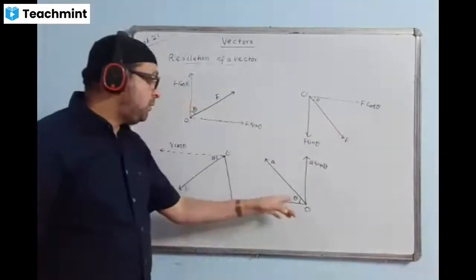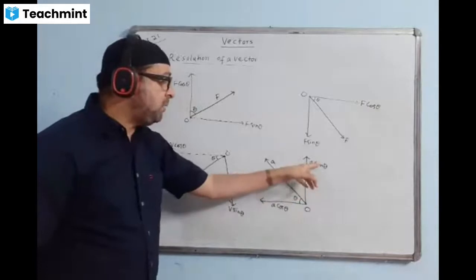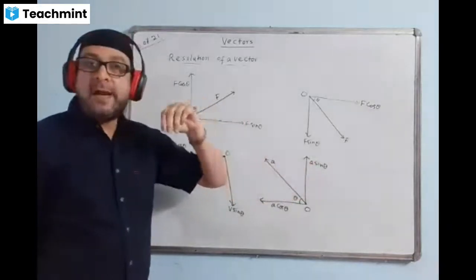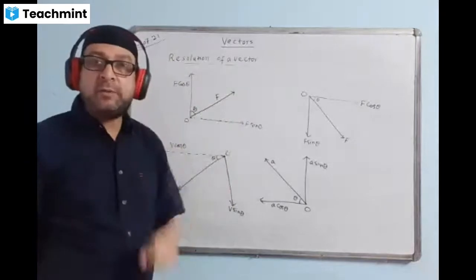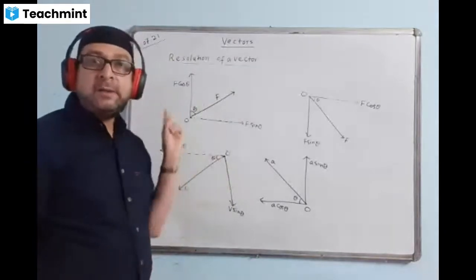Here also, if the angle is here, whichever side makes the angle, that component will come in cos form. The other one will come in sine form.